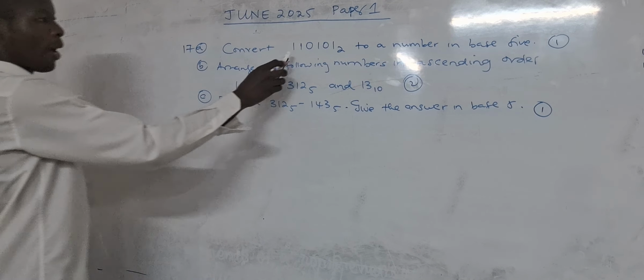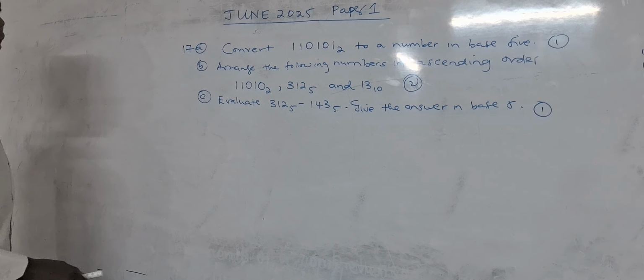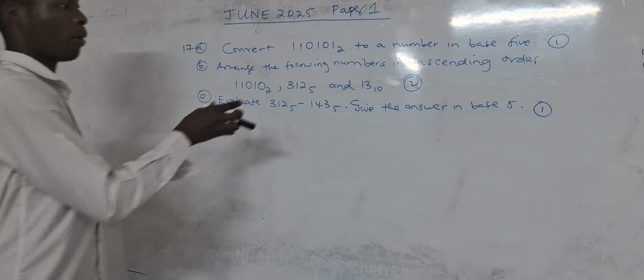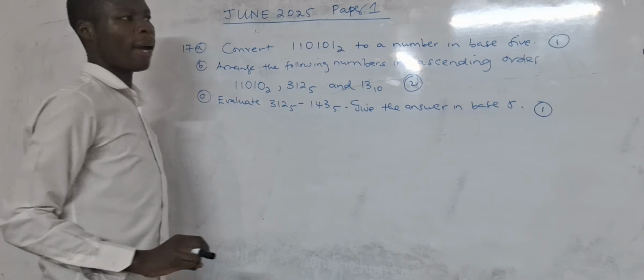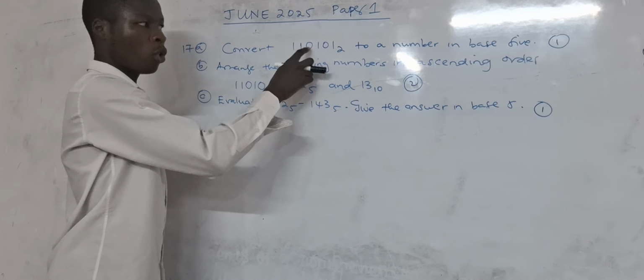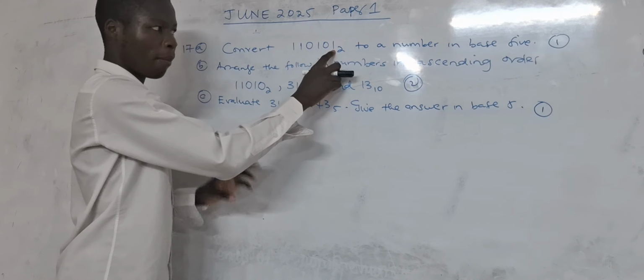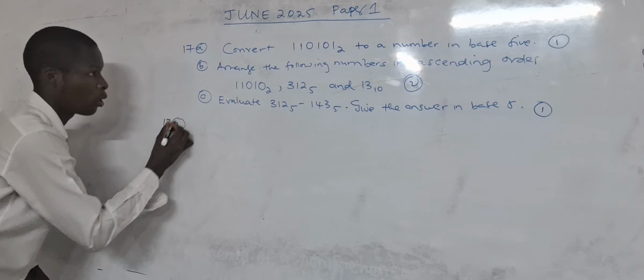Convert this number in base 2 to a number in base 5. We know that a number in base 2 is called a binary number. We want to convert it to a number in base 5. So if you have base 2, you convert this number to base 10 first. This is the thing that I'm doing.